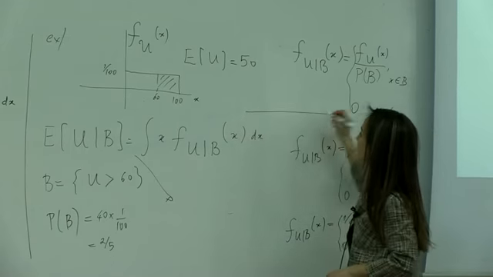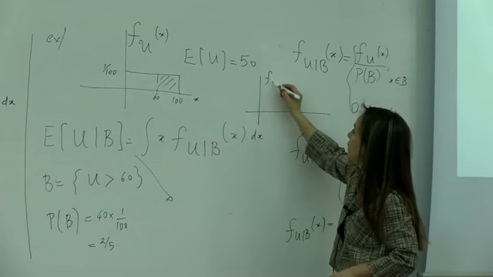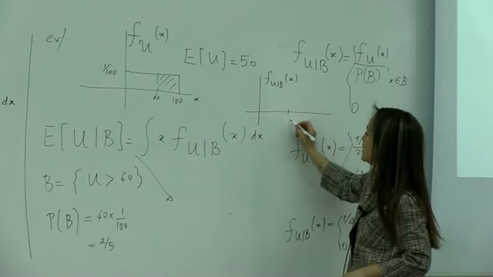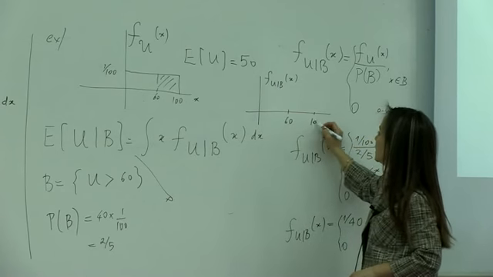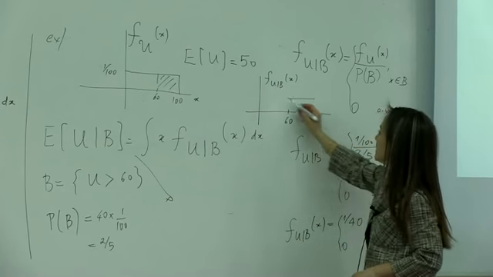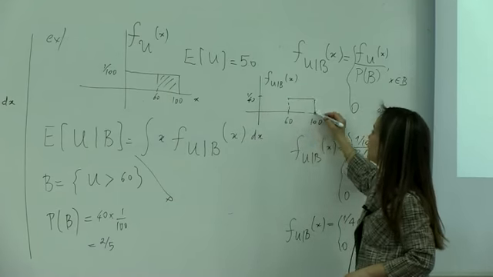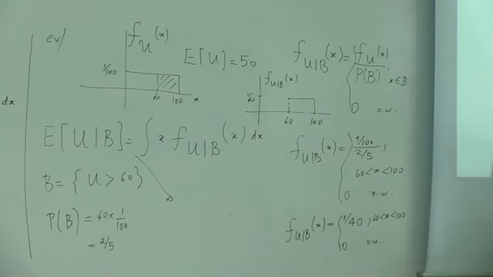Let's plot this. The conditional PDF f of x given B is constant between 60 and 100, and its height is equal to 1 over 40. Why? Because the conditional PDF has to integrate to 1.